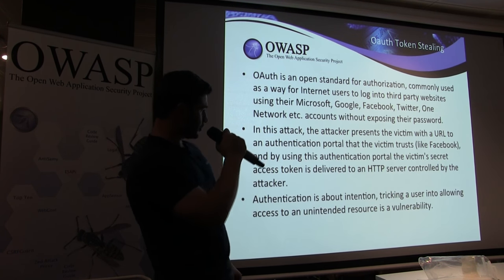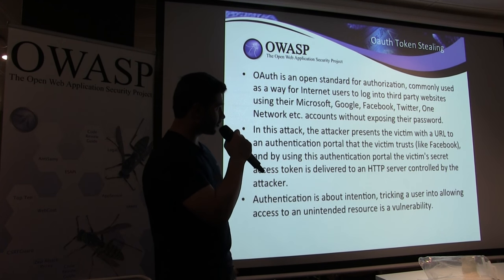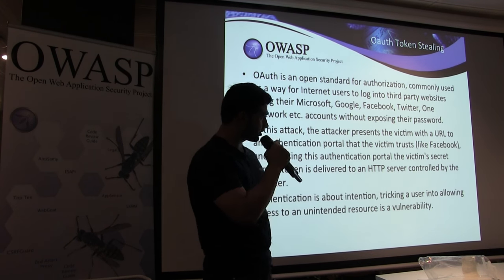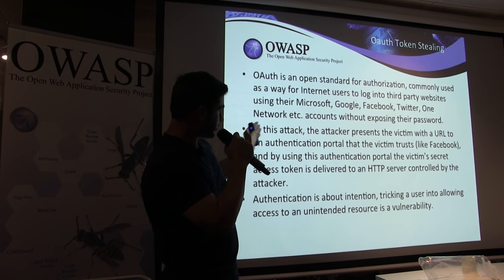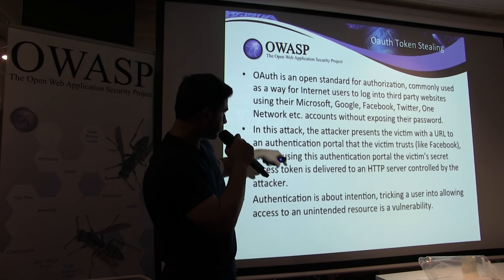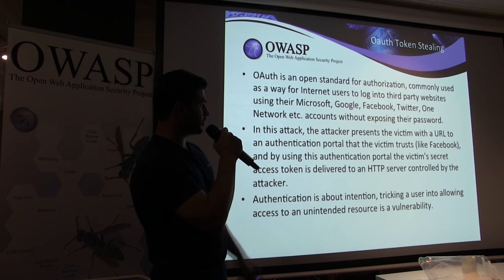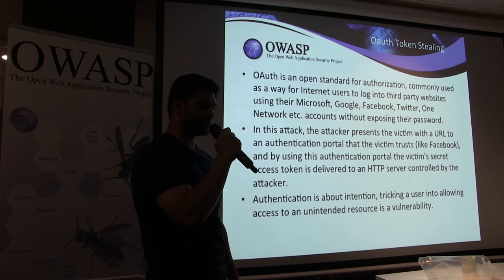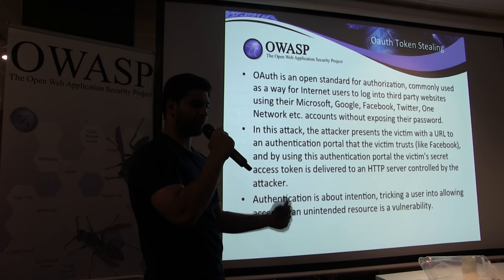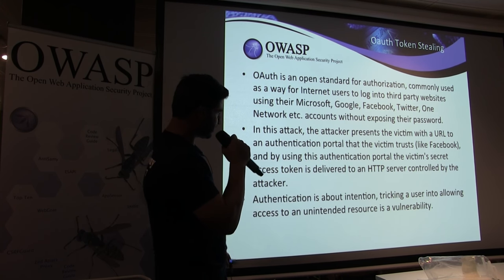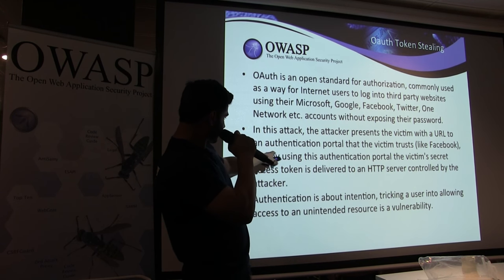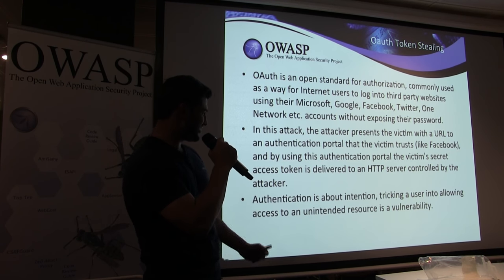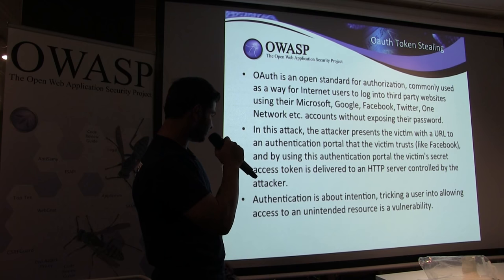All right, so the last one is OAuth, which is an open standard for authorization, commonly used on the internet. Microsoft, Google, Facebook, Twitter, all of them are using OAuth without exposing their passwords. In this attack, the attacker presents the victim with a URL to an authentication portal that the victim trusts, like Facebook. We have already seen in so many sites a box like log in with your Facebook, log in with your Twitter. This kind of vulnerability can lie in that area. By using the authentication portal, the victim's secret access token is delivered to an HTTP server controlled by the attacker.